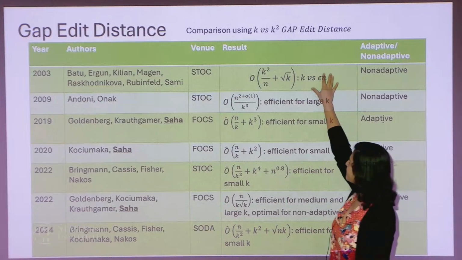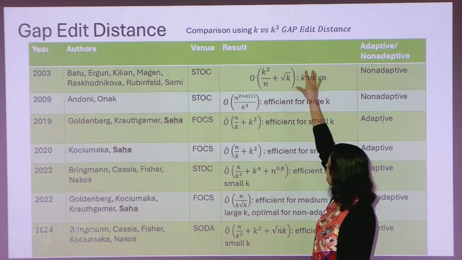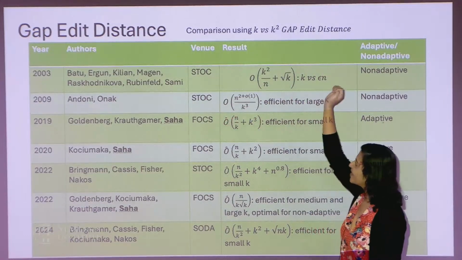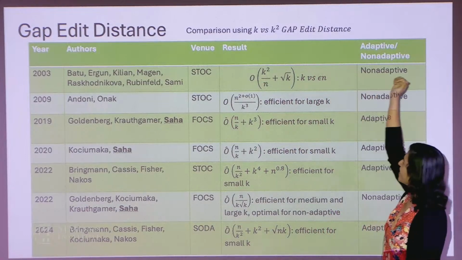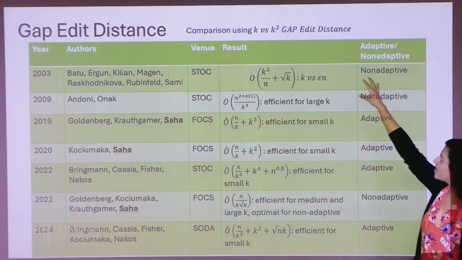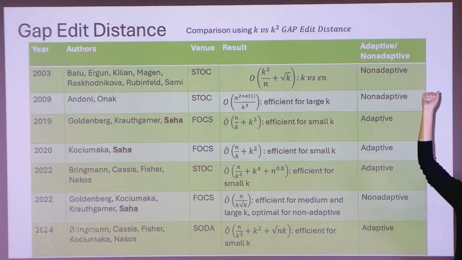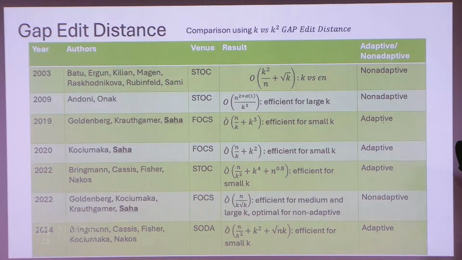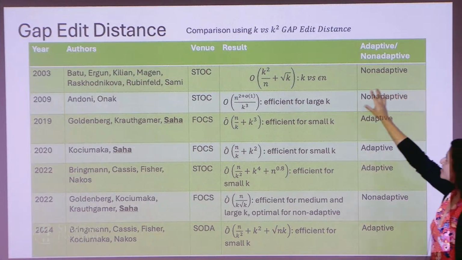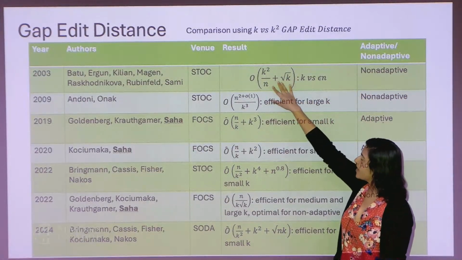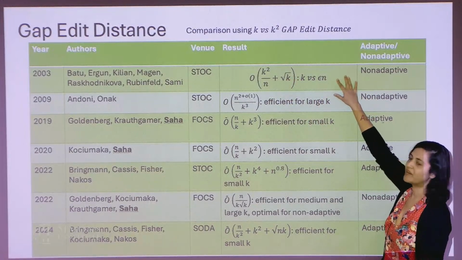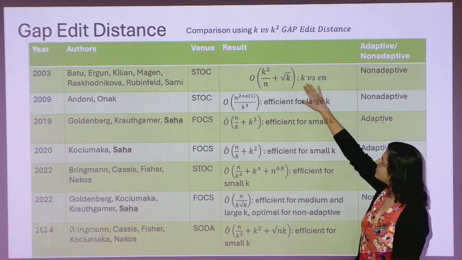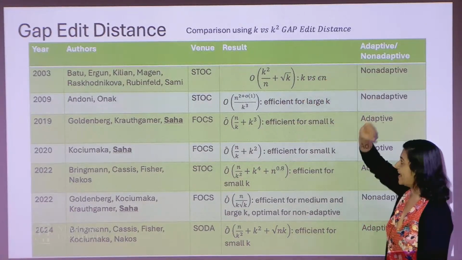So the very first result came in 2003, and Ronit is here. So this is one of Ronit's works where they could distinguish. This is more in the framework of property testing, where you are trying to distinguish whether the edit distance is less than k or greater than epsilon n. What they could get is k squared n plus square root of k, and this bound is also optimal. But it could only distinguish between k versus n.